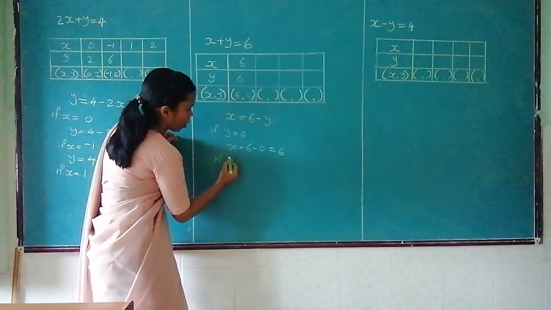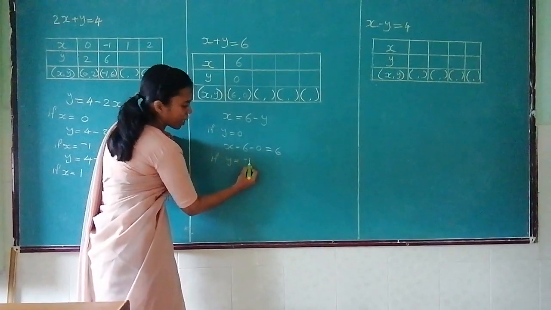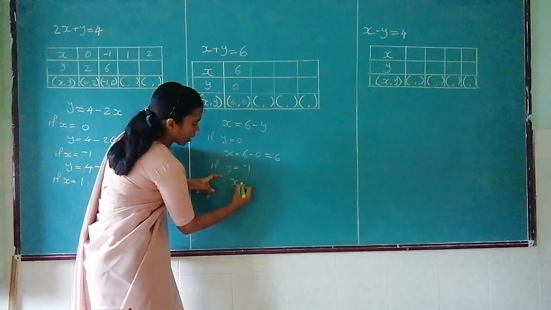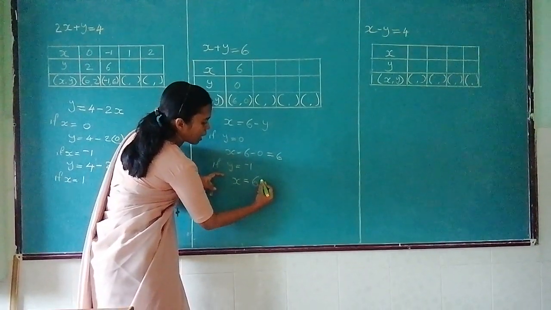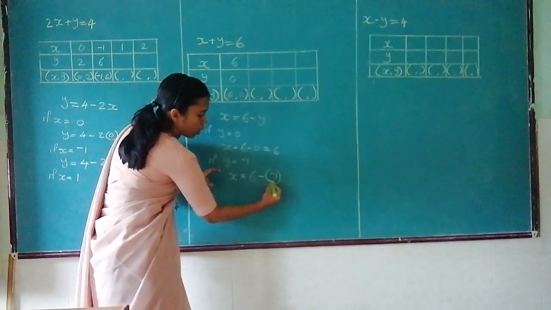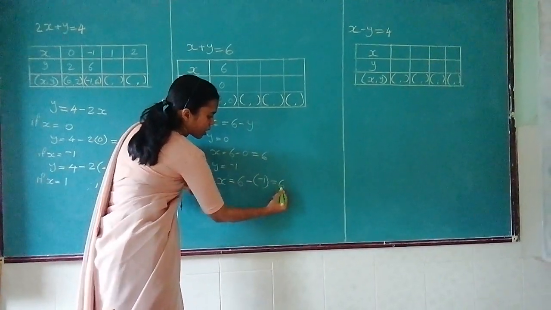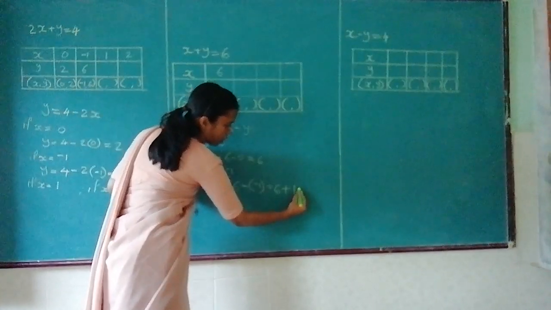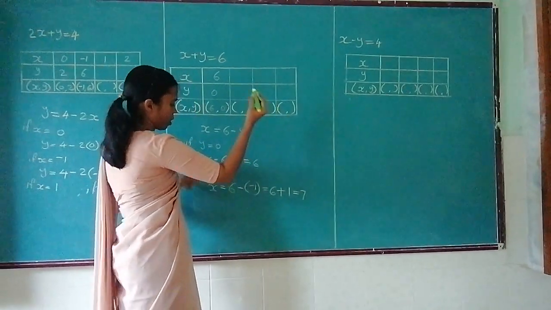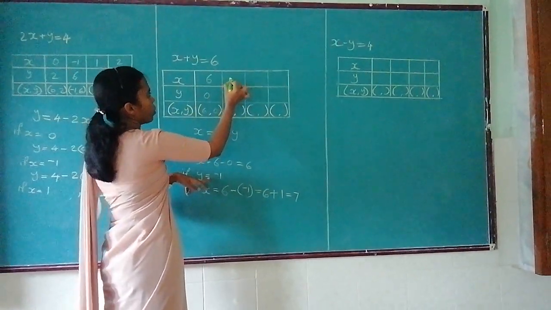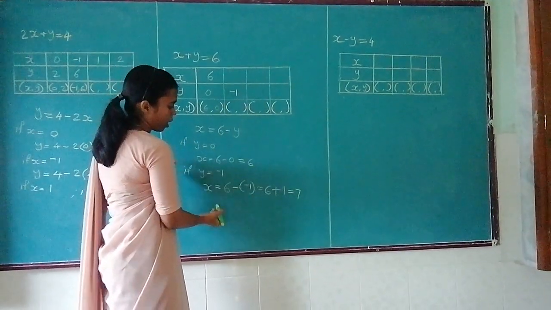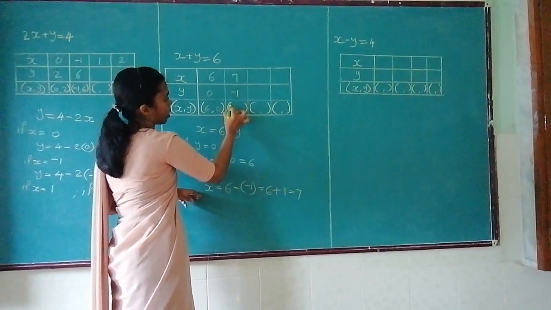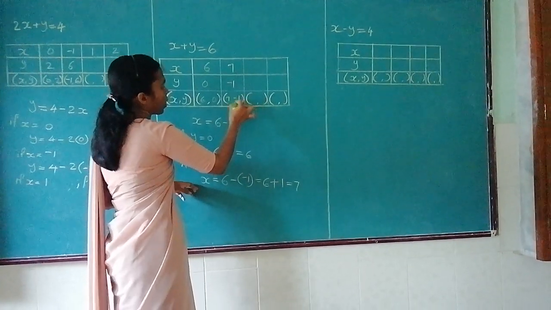If y is equal to minus 1, then x is equal to 6 minus, minus 1. Minus into minus becomes plus 1, that is equal to 7. So if y is equal to minus 1, x is equal to 7. So you write it as 7, minus 1.